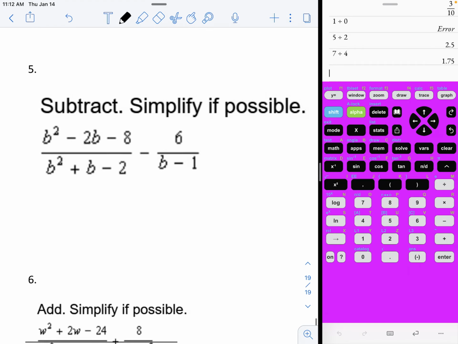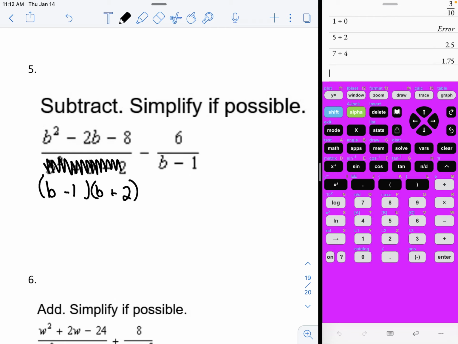So the first thing we do is we factor the denominator. Well, pause the video and factor it, and then come back. Welcome back. You should have got b minus 1 and b plus 2. And then the second one does not factor.